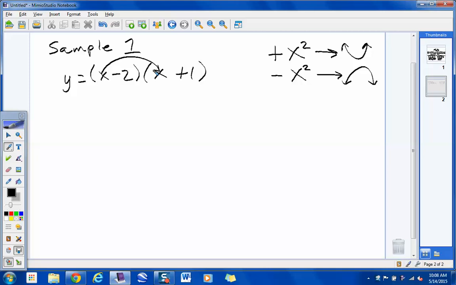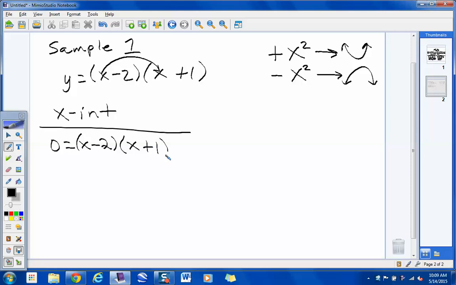The whole idea today was to find the x's, find the y's, plot those points, and give me a sketch of the graph. This is what we're looking at doing on sample 1. You might just want to jot this down at the side underneath sample 1. Here we go. Let's find the x-intercepts first. Volunteer to tell me how to start. Change y to 0. Okay, so I've got 0 equals x minus 2 times x plus 1.